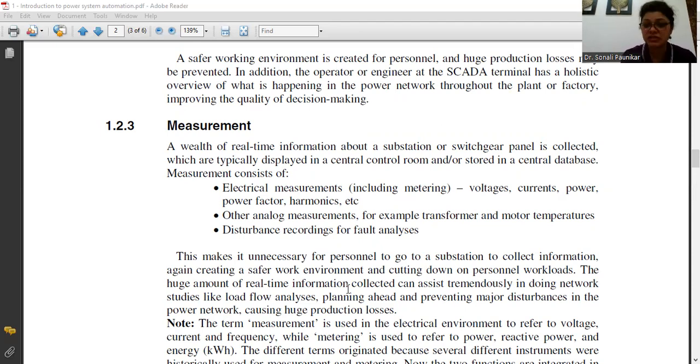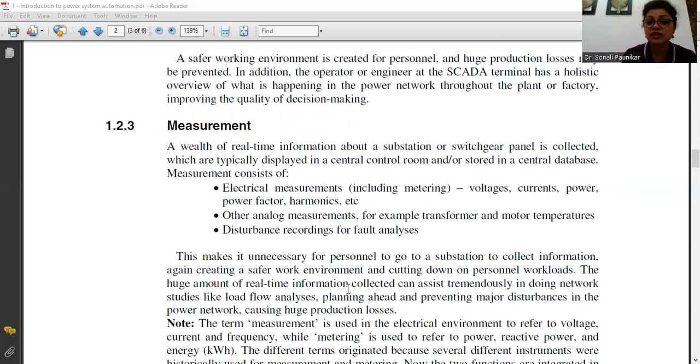Then the electrical measurement. In electrical measurement, there are the voltage, current, power, power factor and harmonics that we can measure by including the metering system. And the second one is the analog measurement, for example, the transformer and the motor temperature.